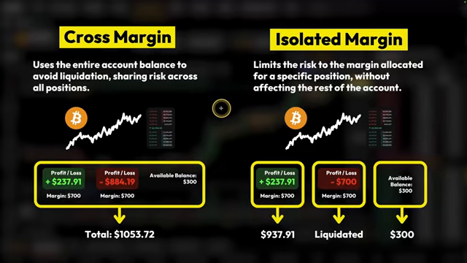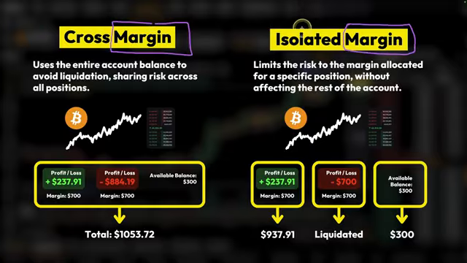In this video, I will quickly explain what the difference between cross and isolated margin is and which one you should use. First, let's talk about margin. Margin effectively means your own capital in a trade that you have deposited and are using as collateral to cover any potential losses from your trades.